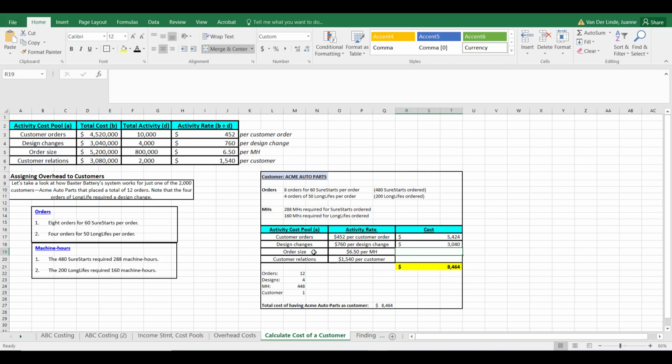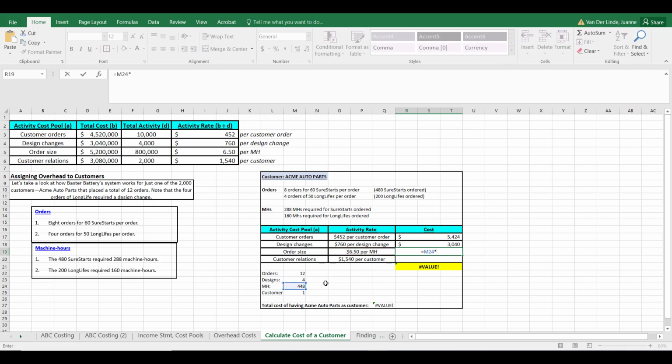We'll do the same thing for order size. This order size activity cost pool has an activity rate of $6.50 per machine hour. So that's on average what it costs in terms of overhead for each machine hour. This customer ended up requiring 448 machine hours to complete all of the batteries it ordered. So we're going to take the 448 machine hours and multiply it by the $6.50 it costs per machine hour in terms of overhead. Let's do that one again.